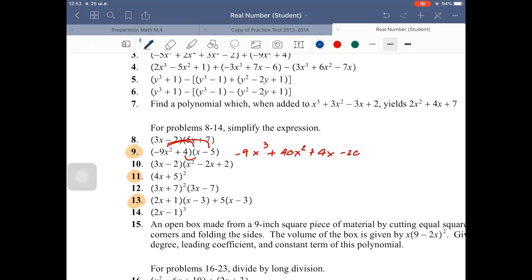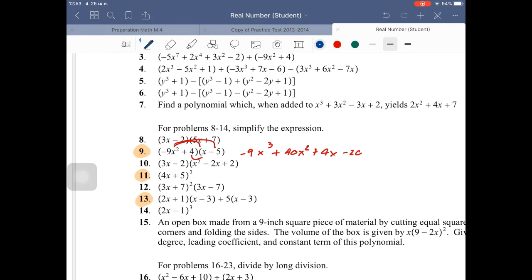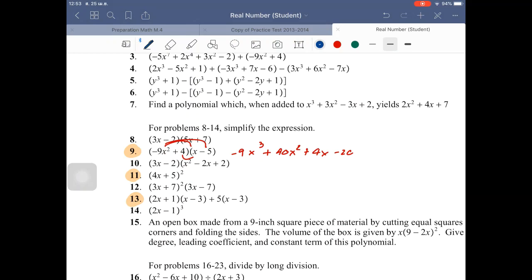Question 11, there is the rule which is a plus b to the power of 2, you get a squared plus 2ab plus b squared. So you can match with this one, and you get 16x squared plus 40x plus 25. That is the answer for question 11.